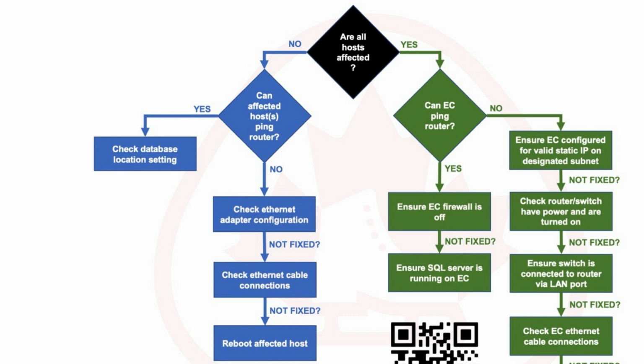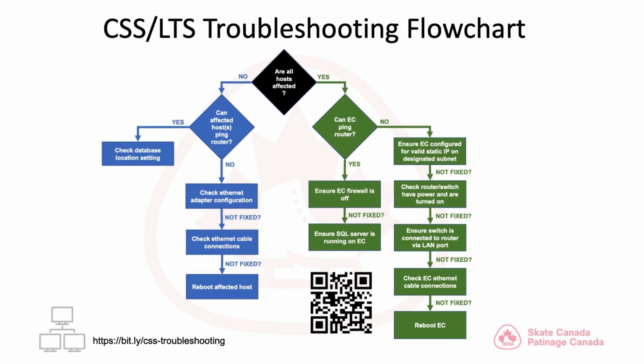If it can ping, then it's likely a database location setting issue. And if not, if you can't ping the router, then you should turn your attention to the Ethernet adapter settings to make sure it's set to obtain a dynamic IP address. And if that's not the issue, check the Ethernet cable, and if none of that helps, finally reboot the computer.